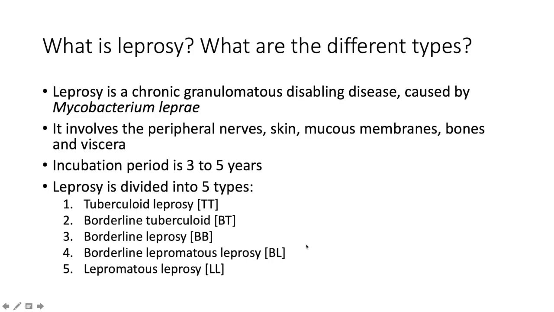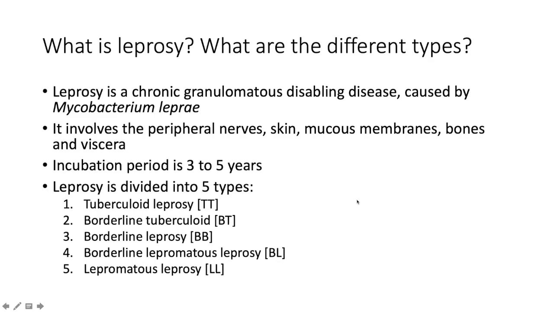Alrighty guys, so first up, what is leprosy and what are the different types? Well, leprosy is a chronic granulomatous disabling disease caused by our beloved Mycobacterium leprae. Now, this Mycobacterium seems very familiar, isn't it? This is a cousin of Mycobacterium tuberculosis. Indeed, it involves the peripheral nerves, skin, mucosa, bones, and viscera. Incubation period is quite long, about 3 to 5 years.